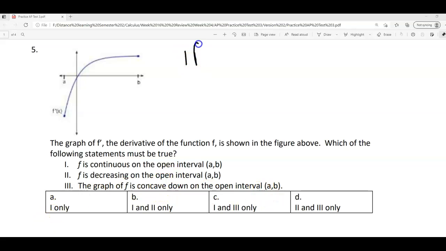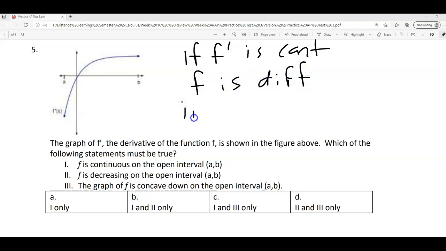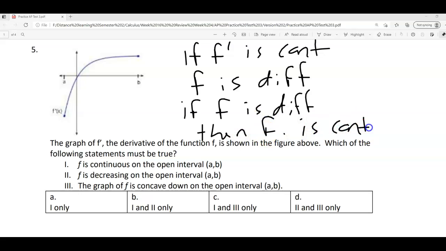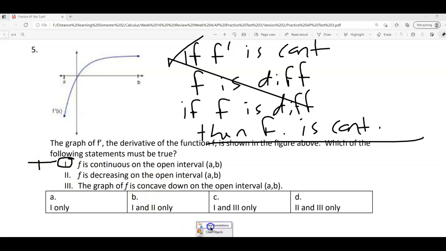All right, well, if f prime is continuous, that means that f is differentiable. And if f is differentiable, then f is continuous. Okay, now as you guys can see, this is the graph of f prime. There's no holes, gaps, or jumps. So f prime is continuous, therefore f must be continuous. So 1 is true. Let's go ahead and check out the other statement now.